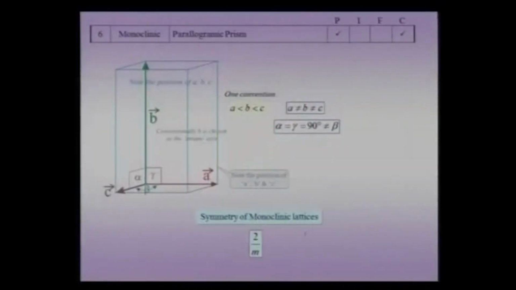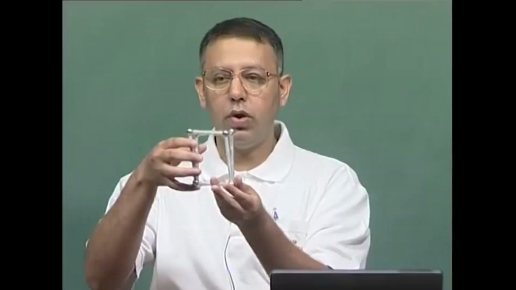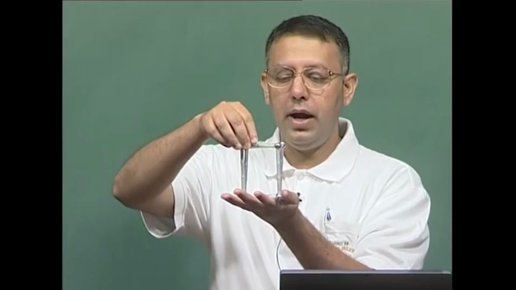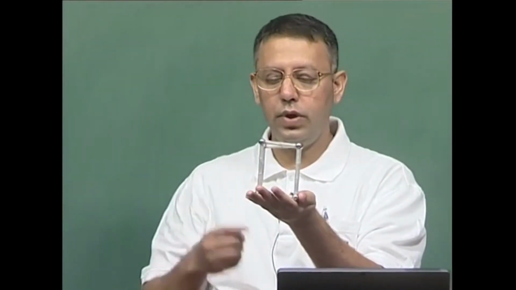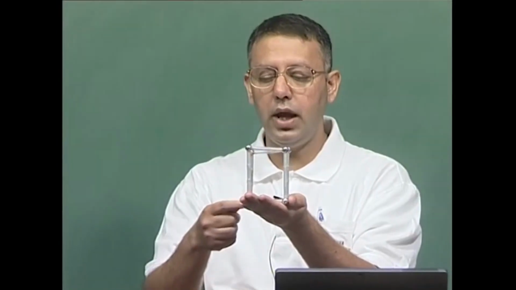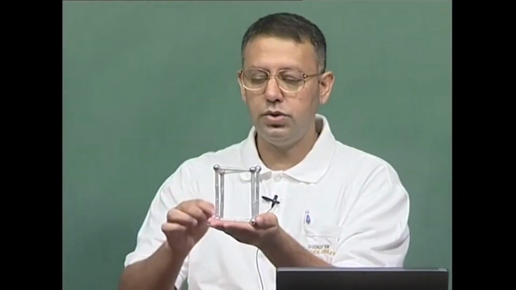Okay. The next lattice in the list is the monoclinic lattice, and the monoclinic lattices can be constructed or thought of by starting off with an orthorhombic lattice. So, suppose I have an orthorhombic lattice as shown in my model in my hand, which is nothing but a lattice in which the unit cell is chosen such that A is not equal to B, is not equal to C, but all the angles happen to be 90 degrees.